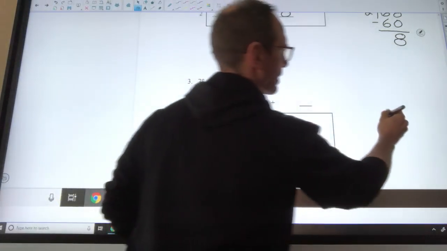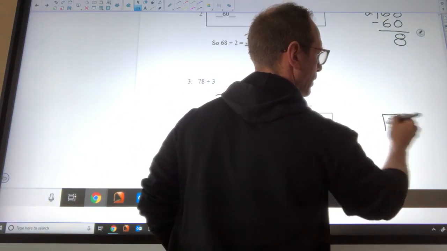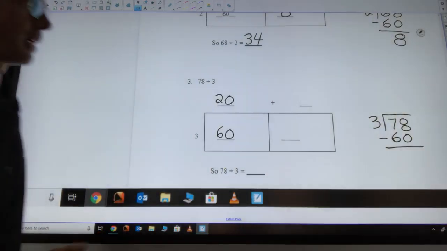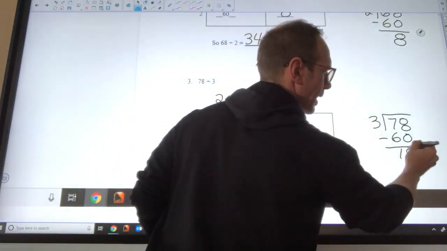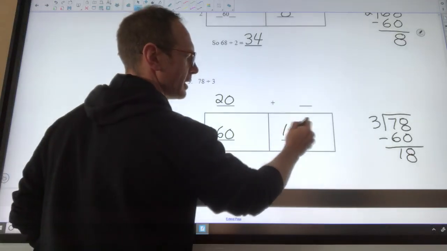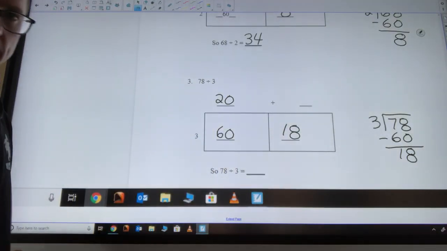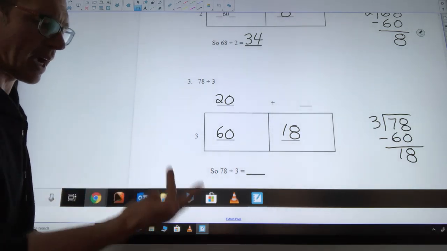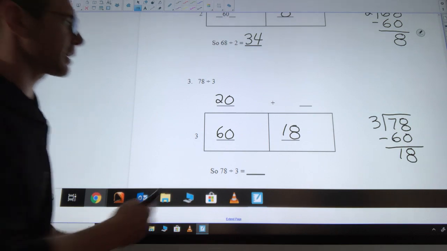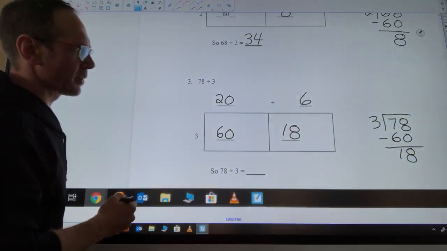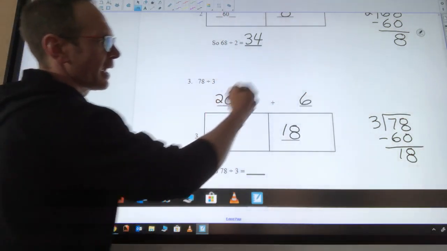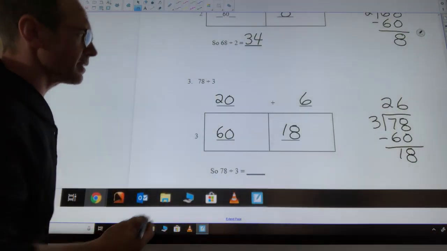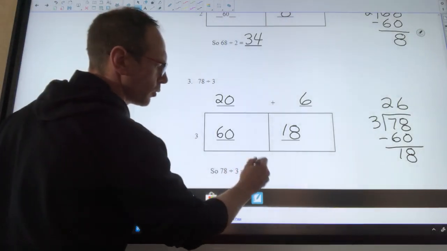All right, so if I've got 78 divided by 3, just writing it over here, 78 take away 60 would leave me with 18 more. So now my question is 18 divided by 3. That's a way easier question than 78 divided by 3. How many 3s does it take to get to 18? Well, 3, 6, 9, 12, 15, 18. Oh, it takes 6 more 3s. 6 times 3 is 18. So we have 20, and then we had 6 more. So that means 26 times 3 is 78, and 78 divided by 3 would be 26.